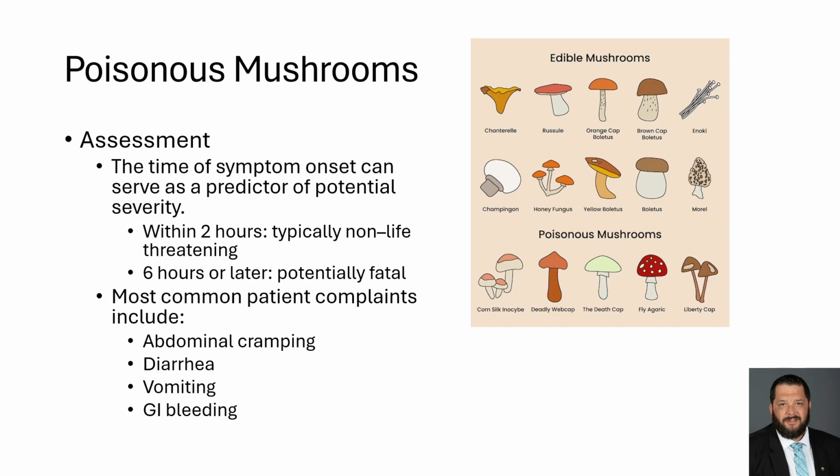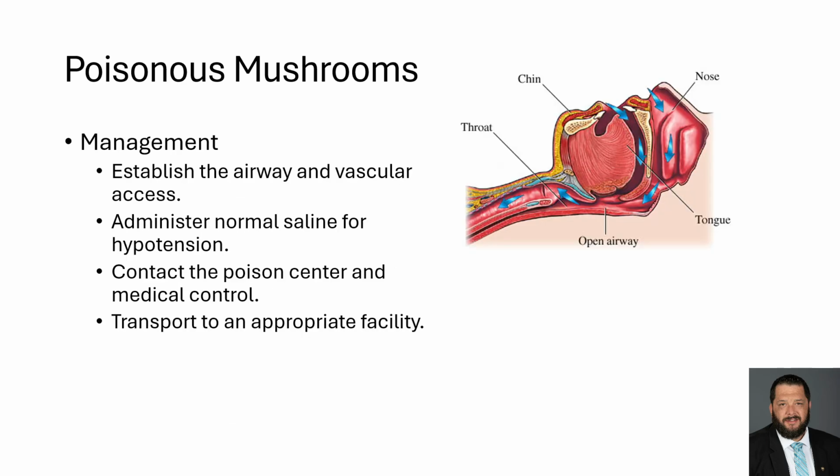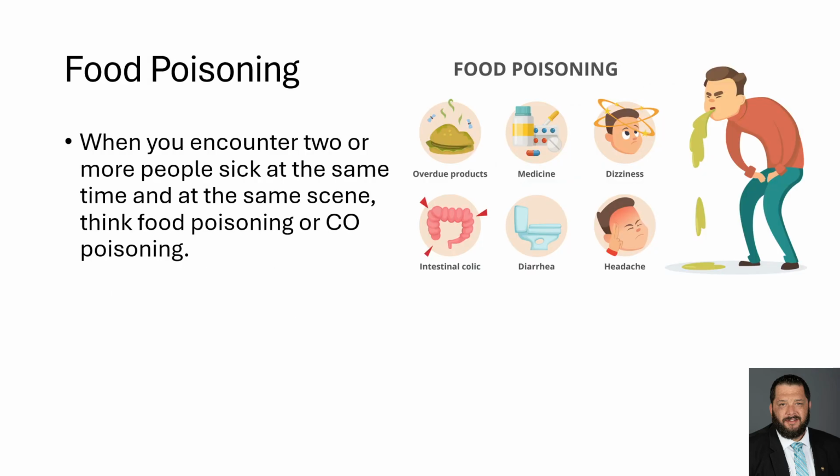Most common complaints after ingesting poisonous or toxic mushrooms would be abdominal cramping, diarrhea, vomiting, and GI bleeding. For management for these patients, establish airway and vascular access, administer normal saline for hypotension for advanced level providers, and again, consult poison control. These are a great resource for toxicity. So make sure you're reaching out to these folks and getting the appropriate advice for the specific entity you're looking at for these patients.